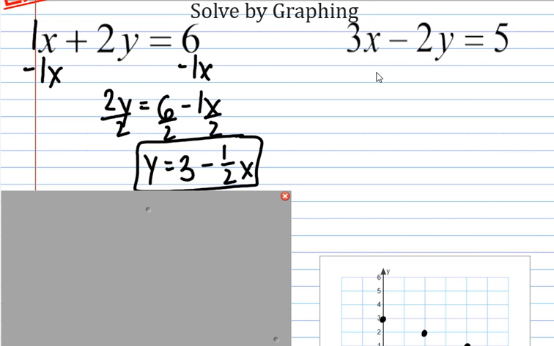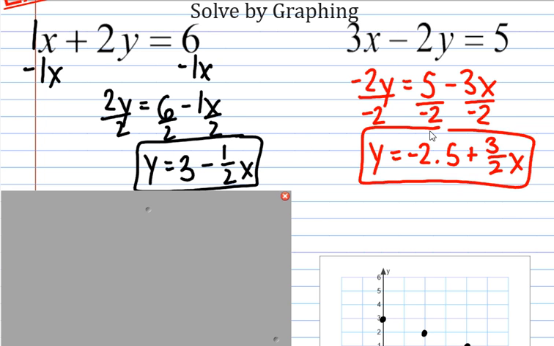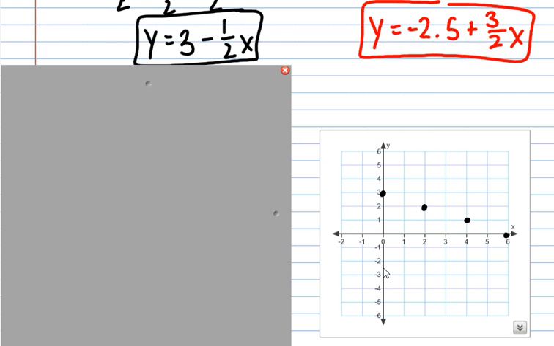Second one, if I solve for y by subtracting the 3x, I get negative 2y equals 5 minus 3x. Then I divide by a negative 2, and I'll be left with y equals negative 2.5. Negative divided by a negative makes a positive 3 halves x. So this line would start at negative 2.5 and go up 1, 2, 3 and right 2, up 1, 2, 3 and right 2, and then you draw the rest of the line in.